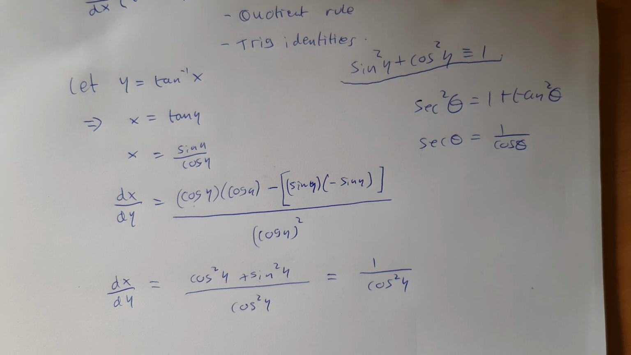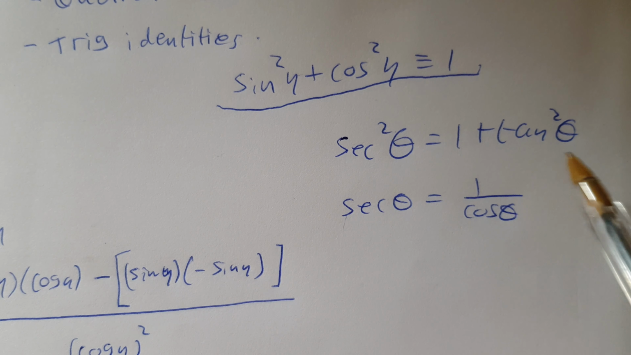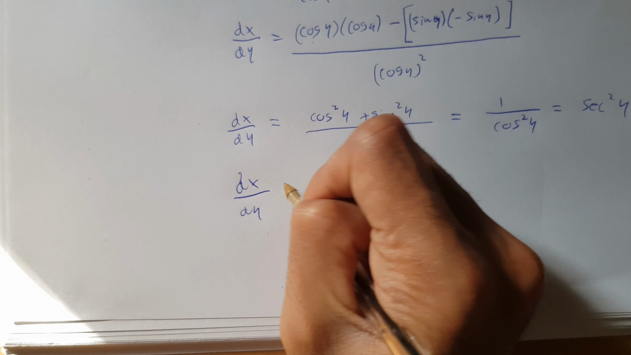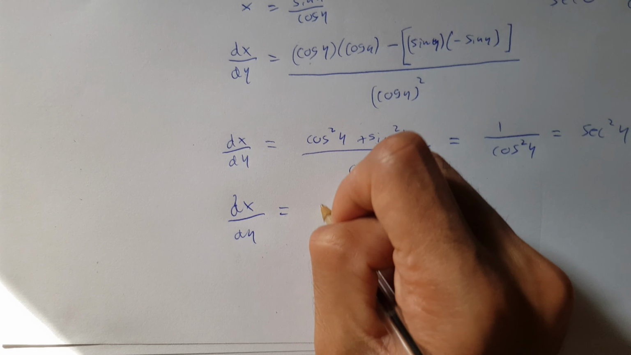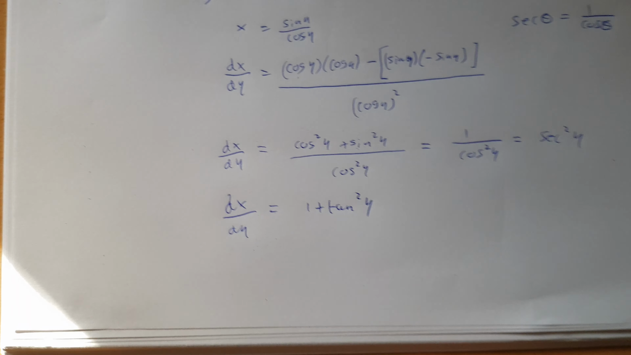Excellent. And you know this identity here, well, we just plug it in there. So sec squared theta is 1 plus tan squared theta. Rather, we are going to put that into there, essentially. So let's write this out on a fresh line now. dx dy is sec squared y, which is 1 plus tan squared y. There you go, simple as that.